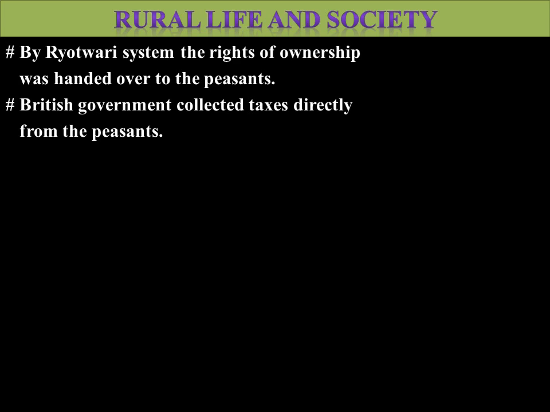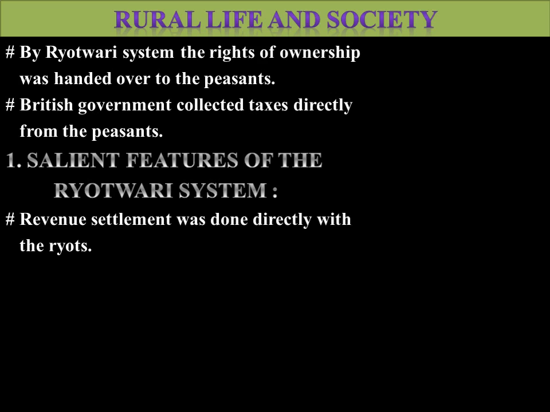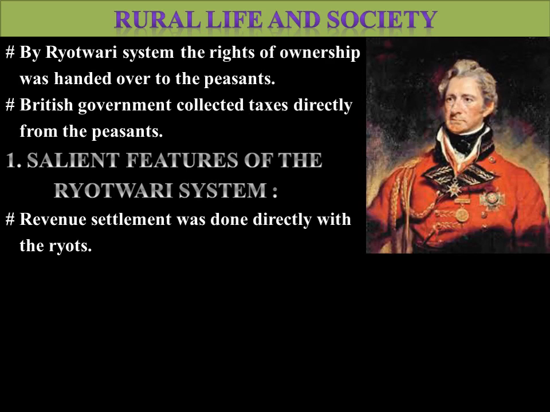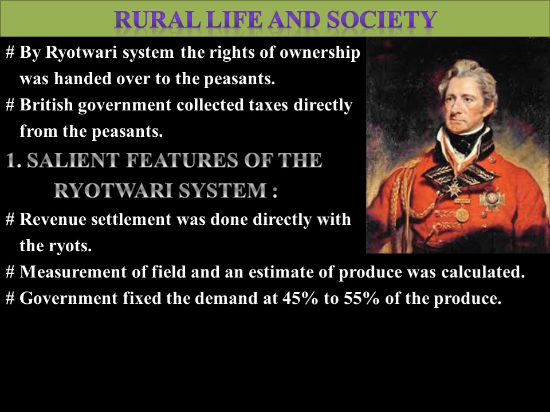Next, we are going to learn about the salient features of the Ryotwari system. Revenue settlement was done directly with the ryots. Next is the measurement of fields, and an estimate of produce was calculated. The government fixed the demand at 45% to 55% of the produce.